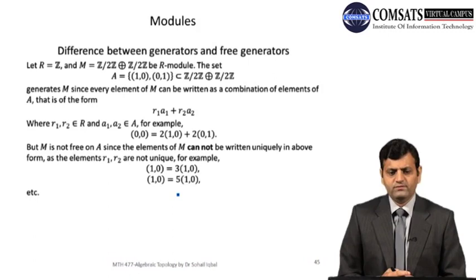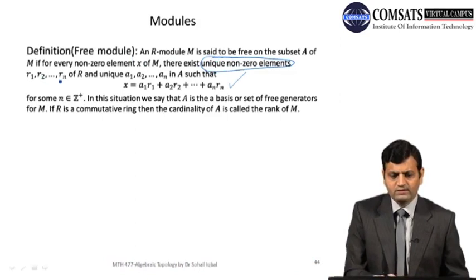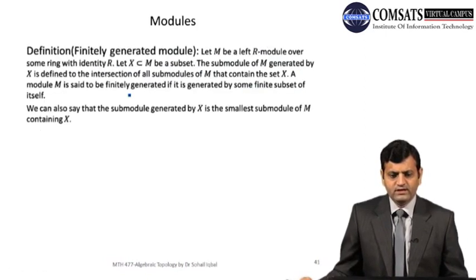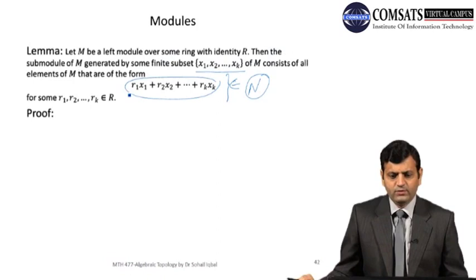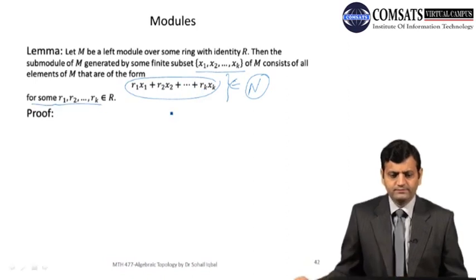So the difference between a finitely generated module and a free module: if you look at the definitions, they look very similar. But if you observe the definition of free module, there is this word unique: unique non-zero elements r1 up to rn such that x is equal to this form. But in the definition of finitely generated modules, we haven't required that these r1 up to rk are unique. We just said that for some r1 up to rk.